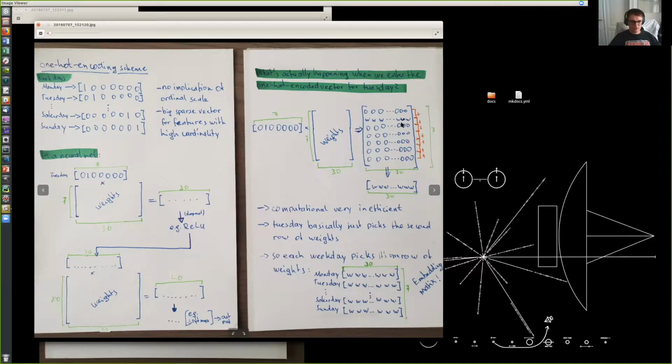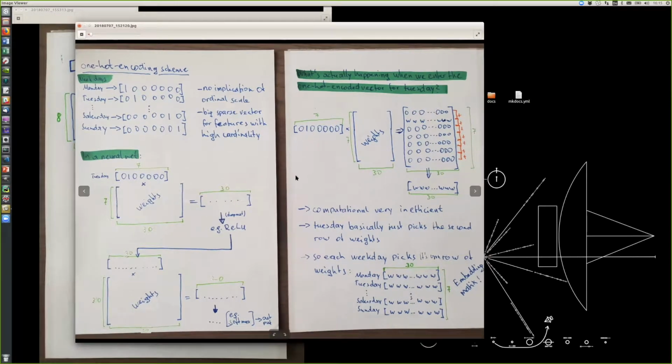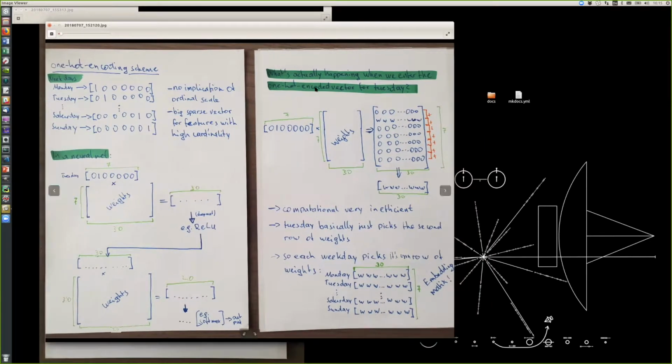So, hey Kai. Yeah. First of all, thanks for picturing the weight matrix as the network diagram. I hate it when people just throw out matrices without the network diagram. Secondly, when you say it's picking the second row of weights, do you mean you're picking the second column of weights?